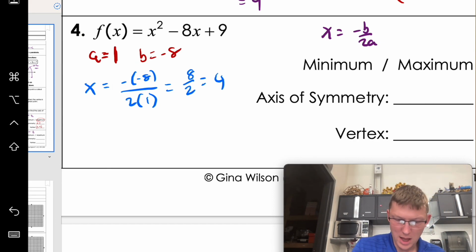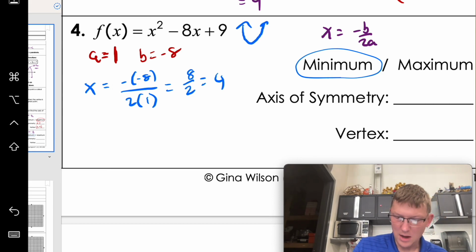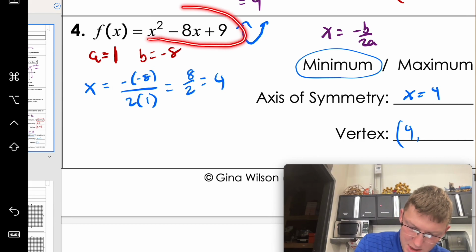And looking at this number, the fact that it is positive and not negative, we know that we're going to have a minimum. Our graph is going to kind of look like this. And our axis of symmetry is going to be at x equals 4, which means our vertex is going to be at 4, comma. We are then going to plug 4 back into this equation.